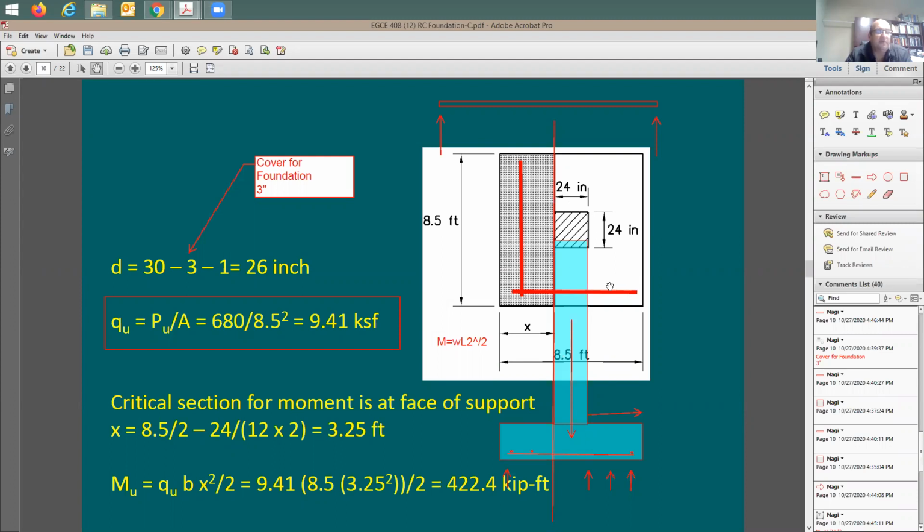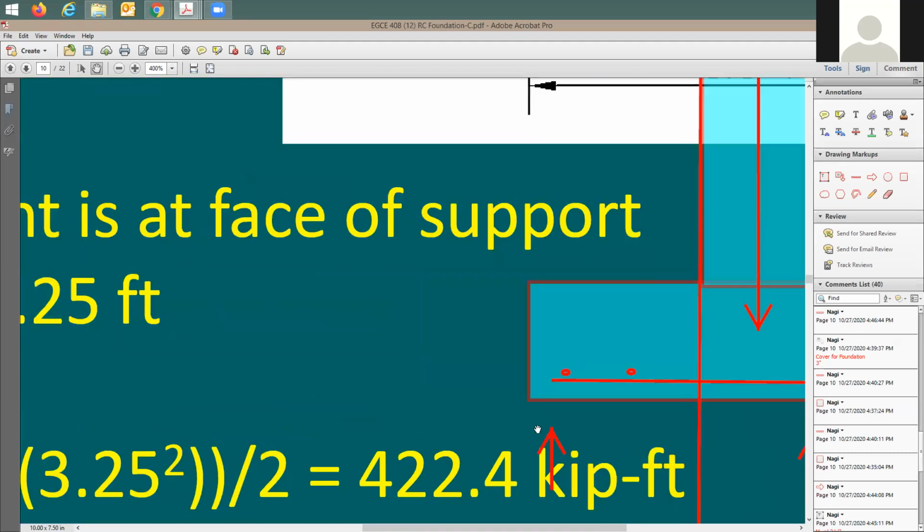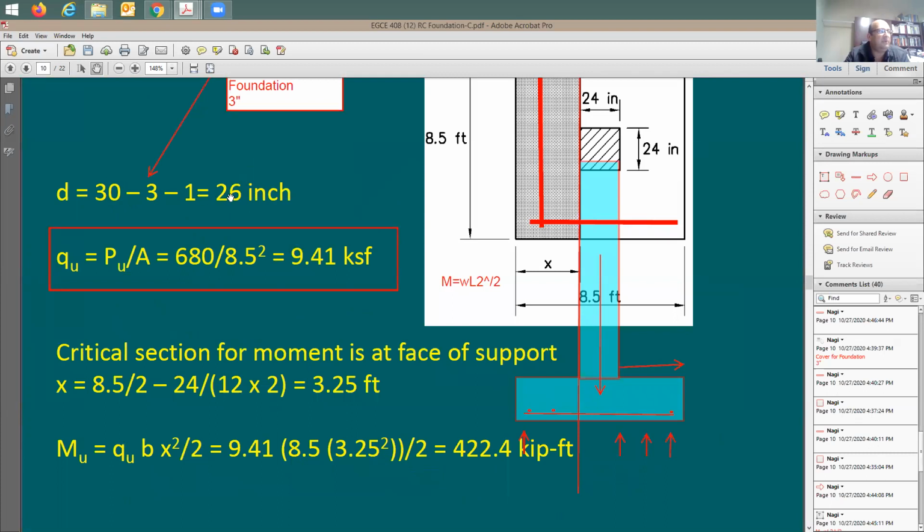Yes. So if someone would like to go into a detailed analysis, he's going to be taking 30 inches minus 3 inches, and then he's going to subtract here 1/2 inch, correct? To get to the first layer. So if you say this rebar is going to be number 8, to get to half of it, it's going to be minus 1/2 inch. And with that, you end up with 26.5.